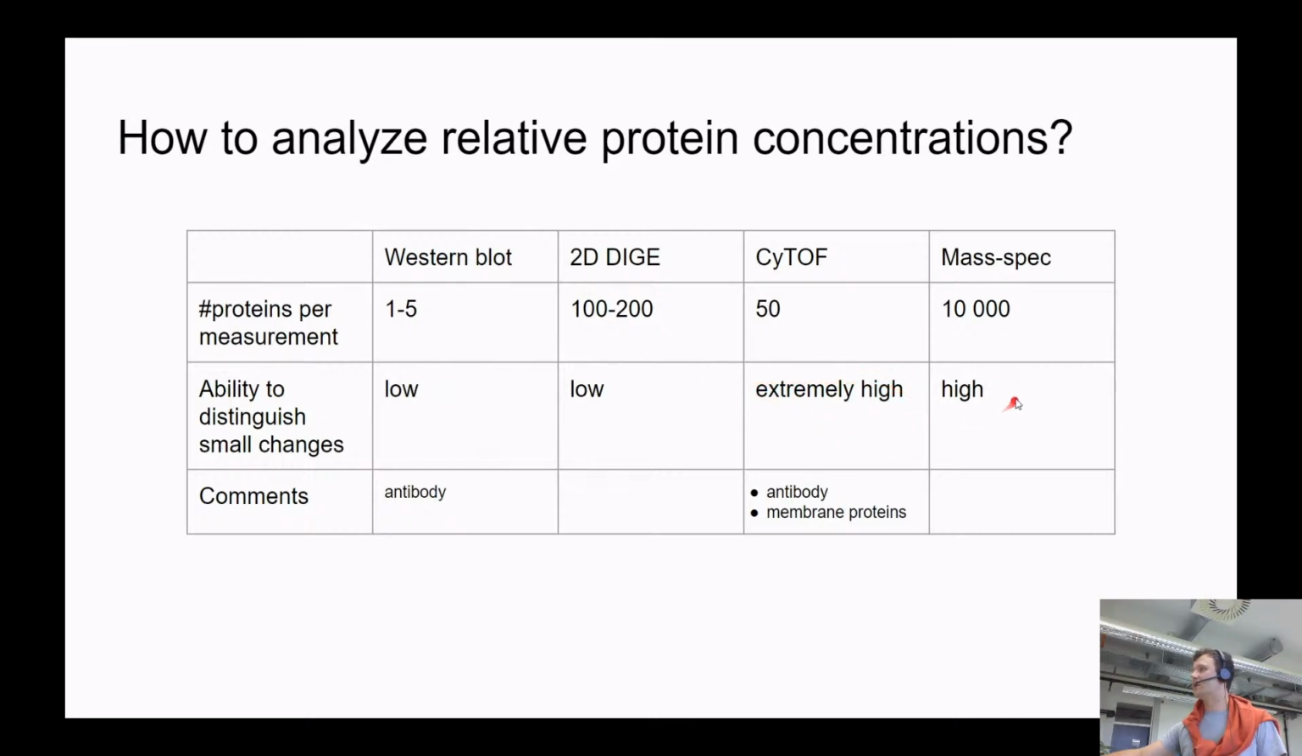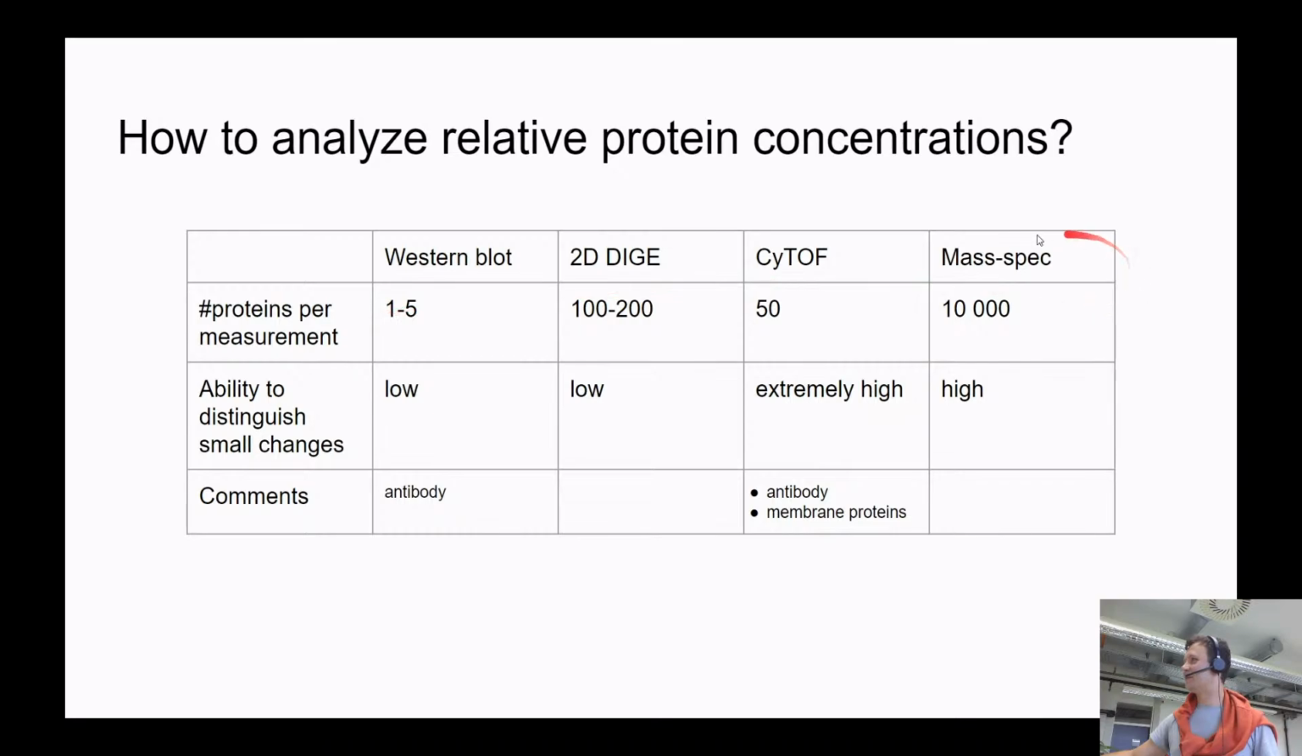And mass spectrometry, the method which I'm going to discuss, is highly sensitive, but I have to say it's somewhere in between. It's of course way higher compared to Western blot, but close to this. From another point of view, you have to keep in mind that in the case of Western blot and CYTOF, we need good antibodies, and that's something you cannot avoid. And CYTOF does have a preference for membrane proteins still.